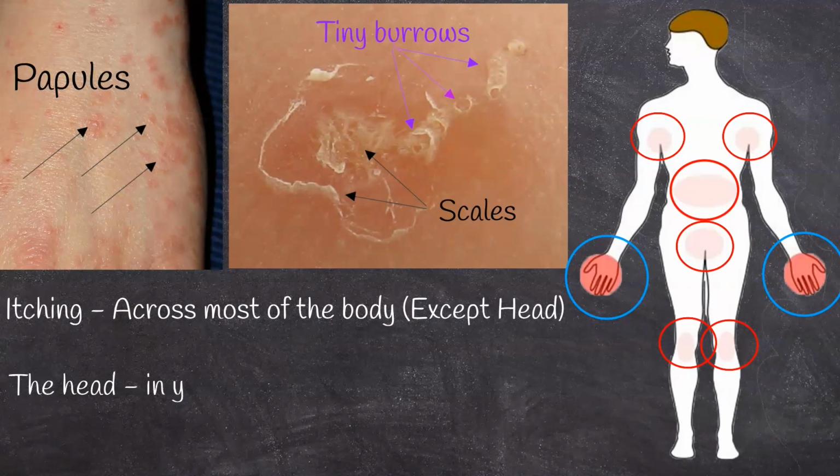Itching and other symptoms can be present across most of the body or just certain areas such as the wrists, between fingers, or along the waistline. The head may be affected, but this is typically only in young children.